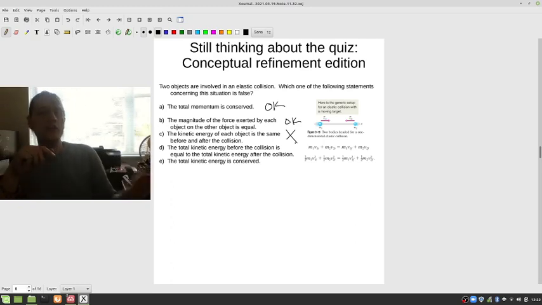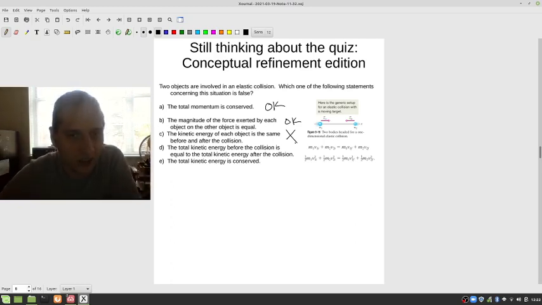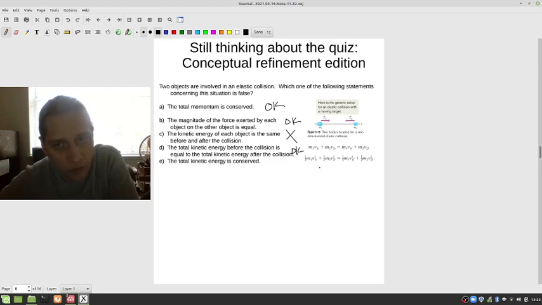The kinetic energy of each object is not. You don't end up just having all of the balls moving at the same speed. The total kinetic energy before the collision is equal to the total kinetic energy after the collision. What we mean by that is you're adding up the 1/2 mv squared from all of the balls before and after. Total kinetic energy is conserved. I don't know how that's different, but it seems okay.